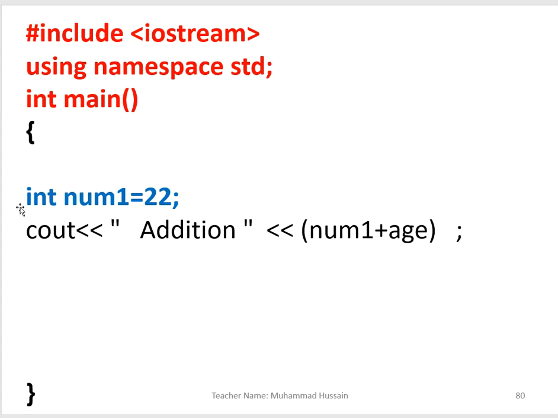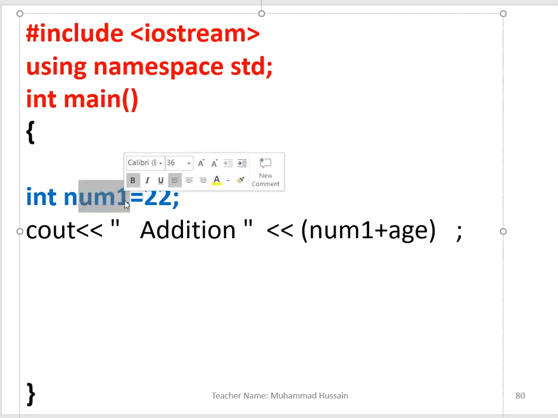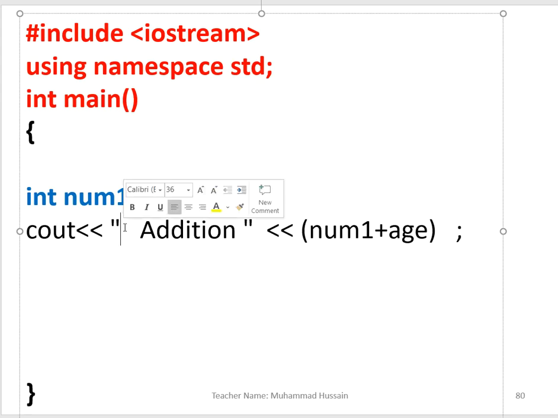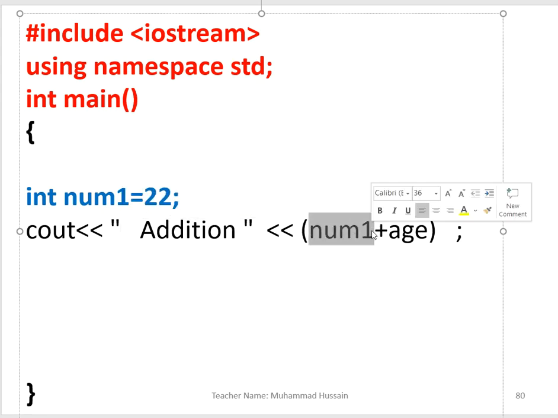So well, integer num1. It means that some kind of initialization is going on here, and then see out. Whatever is in the quotation sign will appear on the screen, addition. So the output will be the word addition, and then what is written here, num1. What is num1? Num1 is 22. Num1 is here 22.